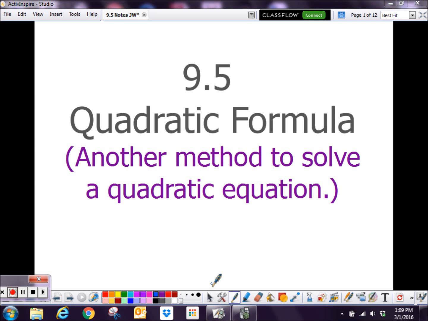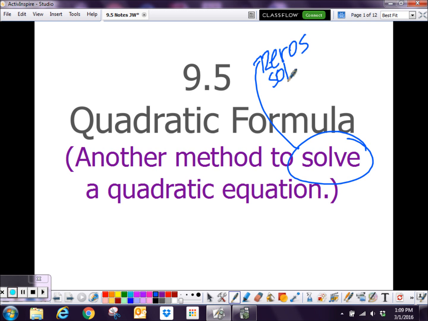Okay, y'all, so we're going to be talking about the quadratic formula today. This is just another method to solve a quadratic equation. Just remember what solve really means. When we're solving these, what are we getting? We're getting the zeros. We're getting the solutions. Remember, all these words mean the same thing. We're getting the x-intercepts. We're getting the roots.